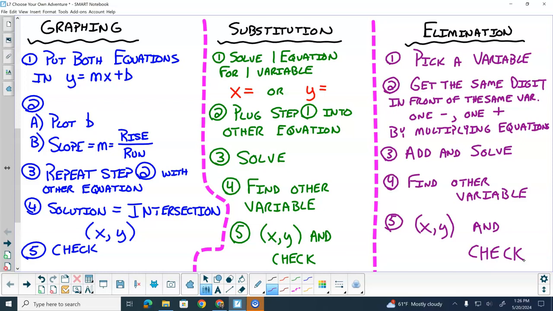So today, instead of saying solve this one using substitution, solve this one using elimination, solve this one using graphing, we're going to let you choose the method that you want. That's why it's a choose your own adventure day, because you get to choose the method to solve the systems of equations. I'm going to quickly hand out the homework first, because then we're going to do a couple of homework problems right here in class, so that we get a jump start.